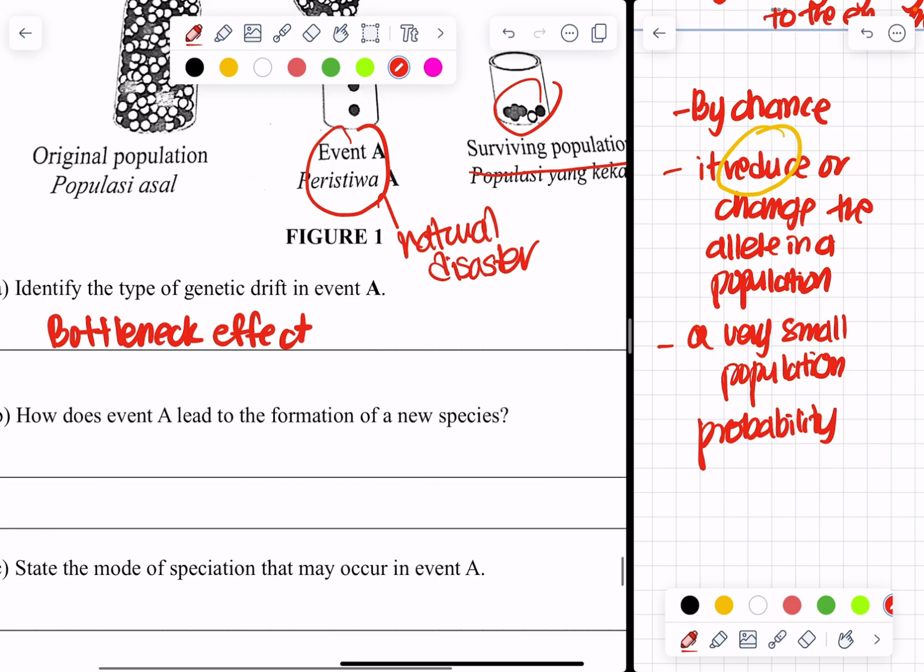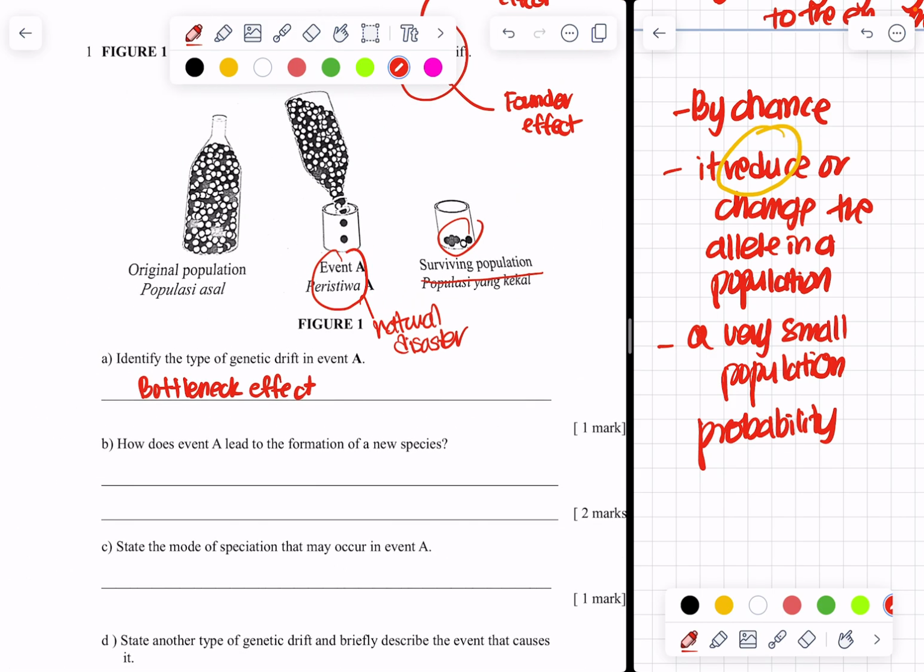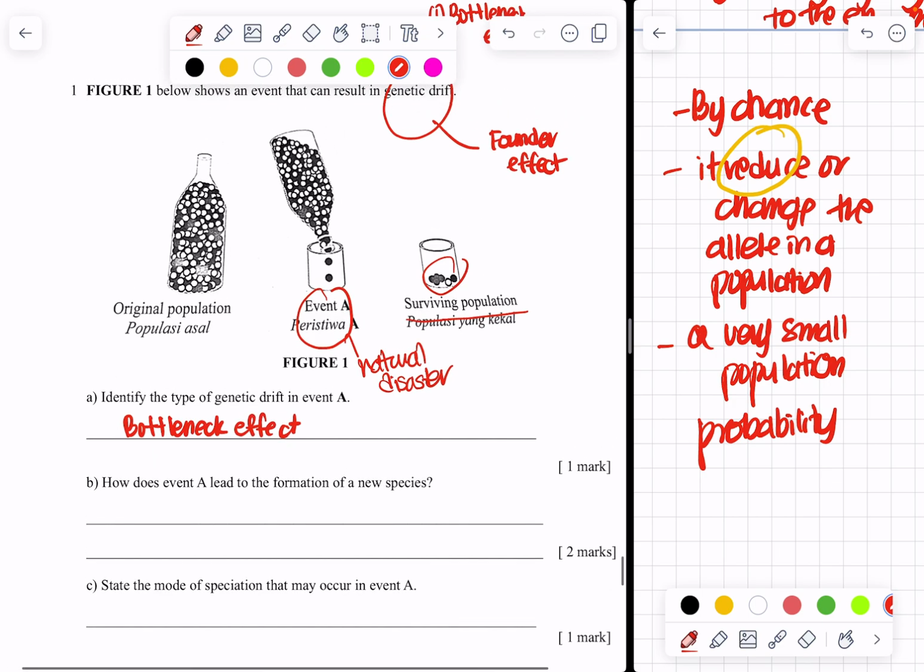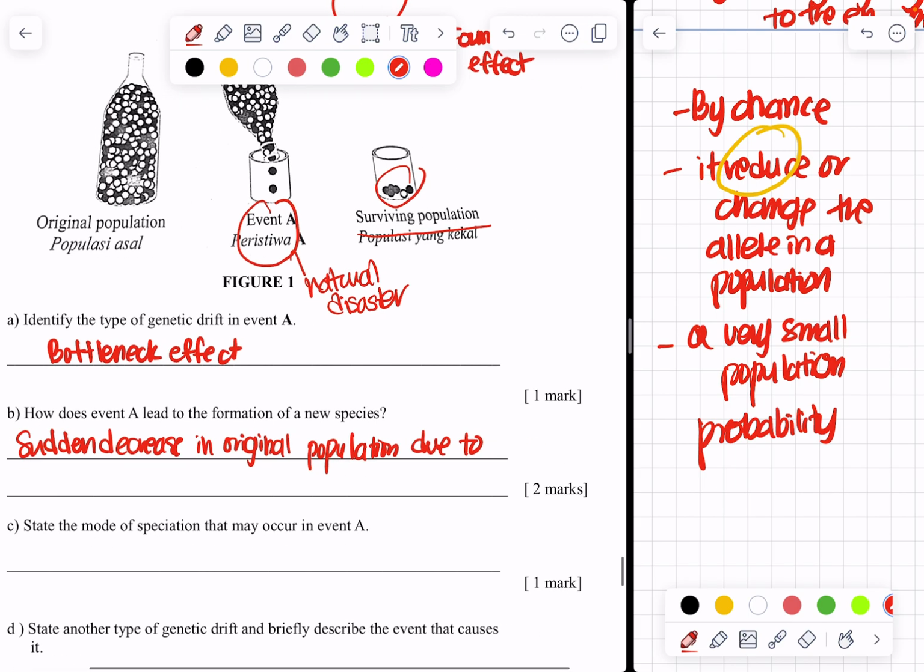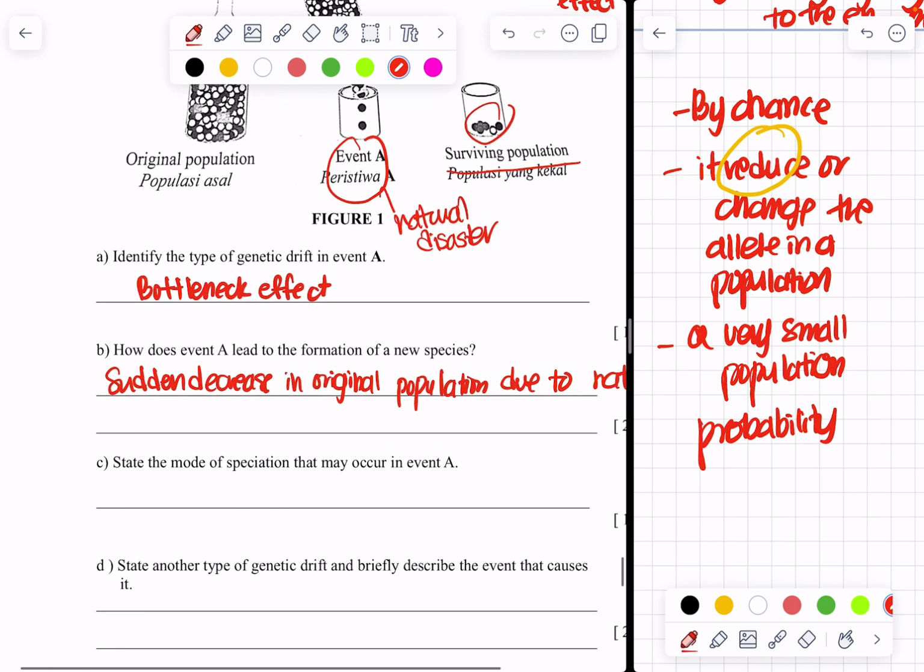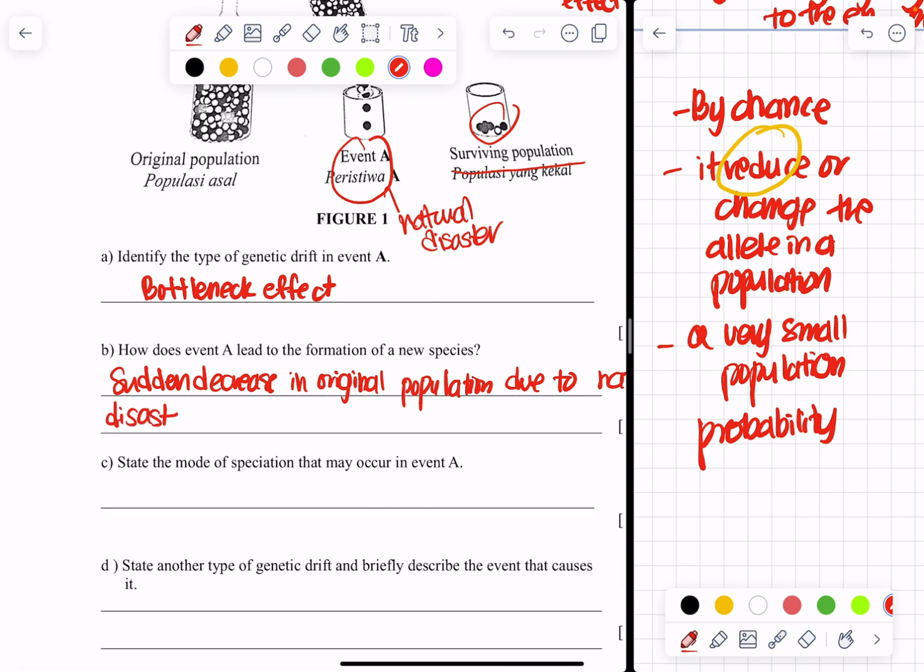B. How does event A lead to the formation of a new species? Why? What happened? So look at this. Sudden decrease, right? So you have to say here, sudden decrease in original population. Due to what? Due to natural disaster. You have to say this, natural disaster. You can specify it like earthquake if you want to, you still get marked. But you have to say it is because of natural disaster. It happened by chance, I've told you. No selection here, it happens by chance. That is the keyword. That is the first mark.